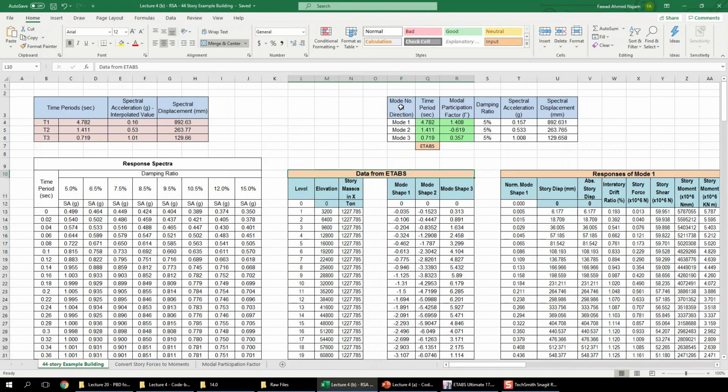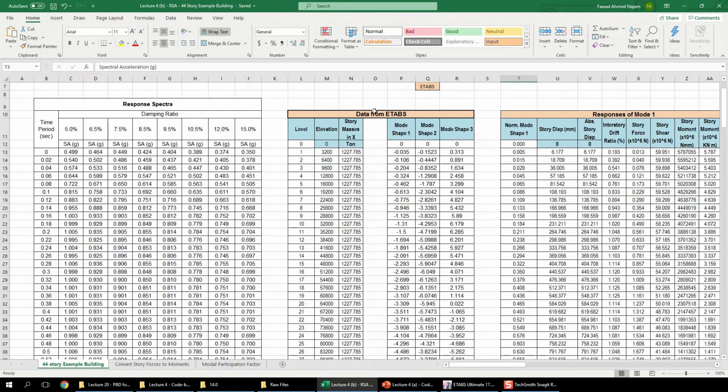So first you can see here I have mode number 1, 2 and 3. I have their time periods. I have manually calculated the gamma factor for each mode, and you can remember from slides what was the gamma factor. I have calculated these three numbers manually, and I will show you their calculations also in a separate sheet, this one at the bottom. The damping ratio is 5% for each mode, and the spectral acceleration and spectral displacement are picked from the response spectrum curve. So this is the input information.